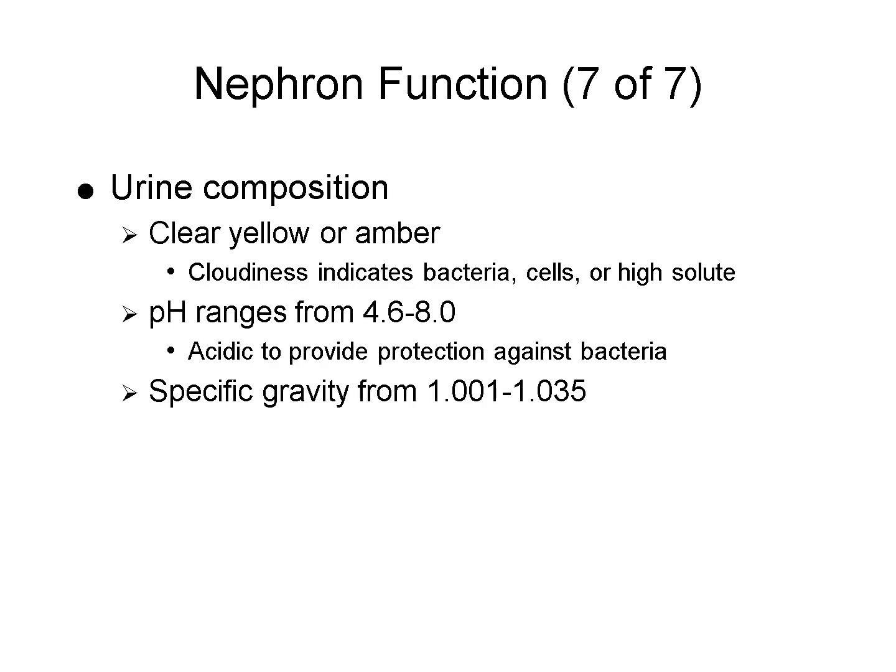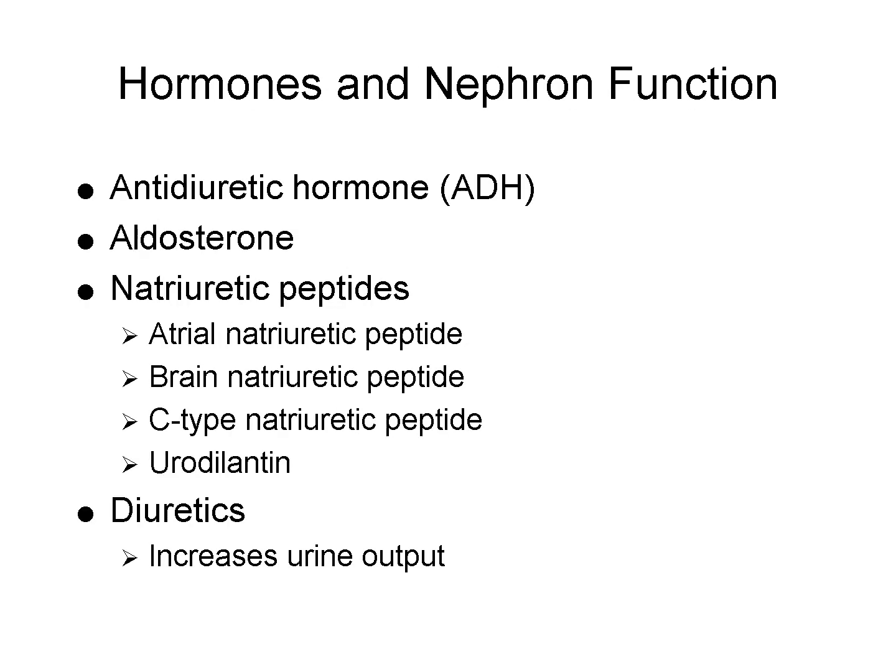Normal urine is clear, yellow, or amber in color. Cloudiness may suggest the presence of bacteria, cells, or high solute concentration. The pH of urine ranges from 4.6 to 8.0, providing a mildly acidic environment that inhibits bacterial growth. Specific gravity, which reflects solute concentration, ranges from 1.001 to 1.035. Several hormones influence kidney function.